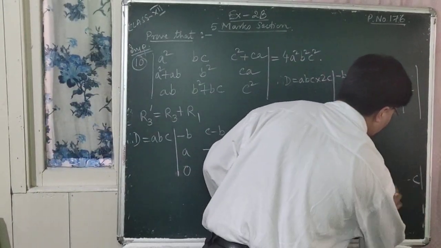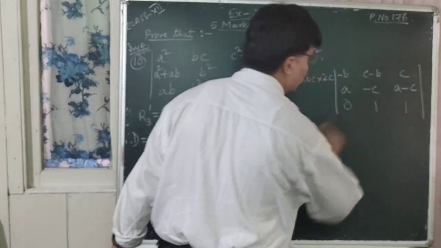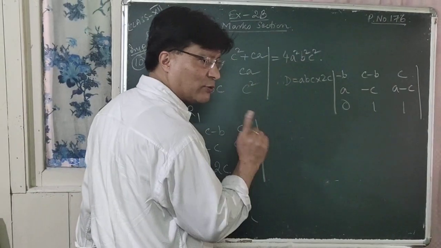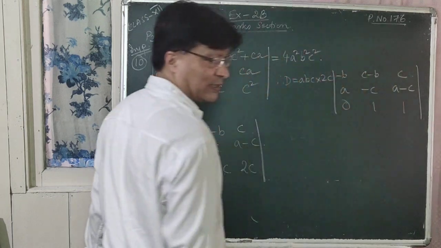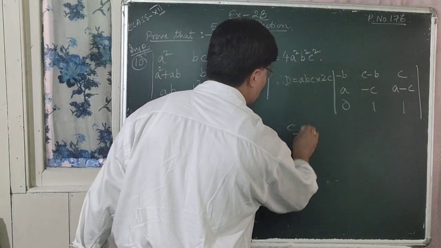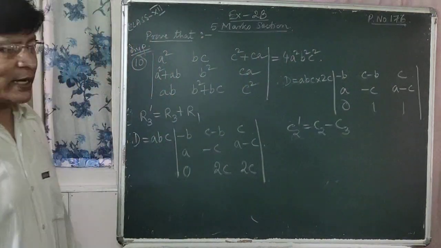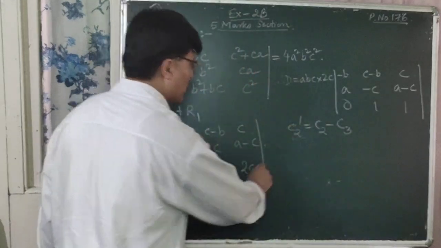So next, what will you do? Again, this 1 and 1. 1 minus 1 is 0. That means you can make this one 0 by using the property C2 dash is equal to C2 minus C3. So C2 dash is equal to C2 minus C3. Now let's use this property now.